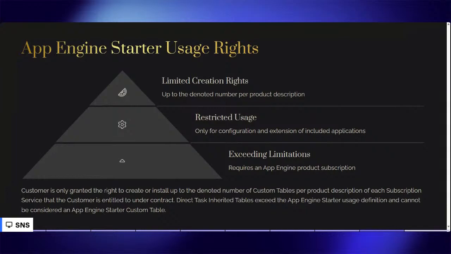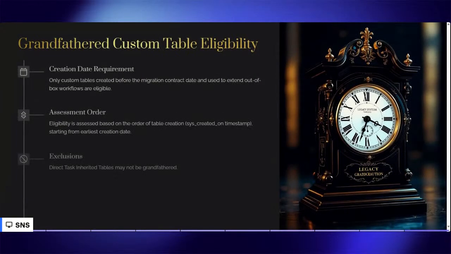Okay, customers are only granted the right to create or install up to the denoted number of custom tables per the product description of each subscription, the service that the customer is entitled to under the contract that they have. So if these direct task inherited tables exceed the number in the App Engine Starter usage definition, then they cannot be considered as App Engine Starter. Okay, they have exceeded already, so they need to have the App Engine product subscription that's higher level, higher cost. So make sure that your client doesn't reach that limit.